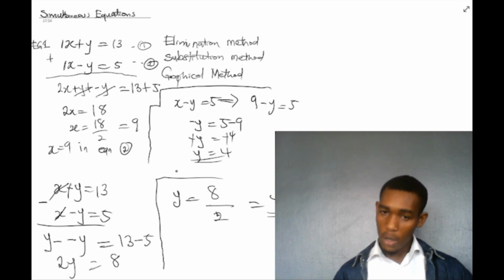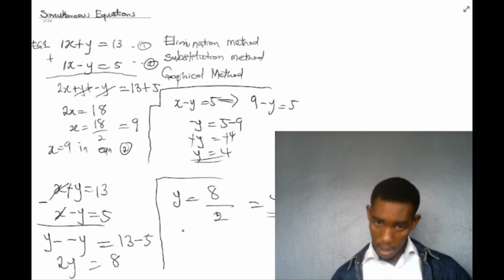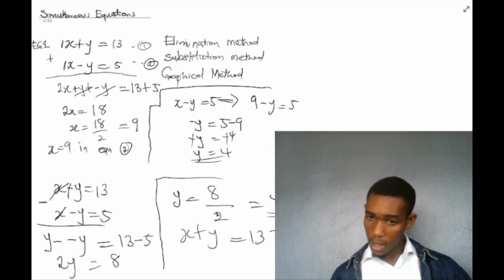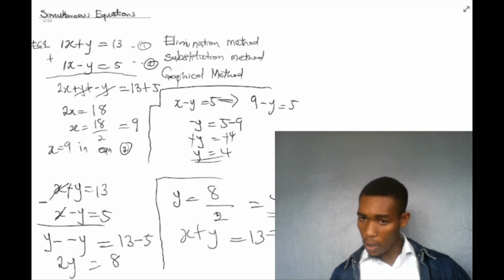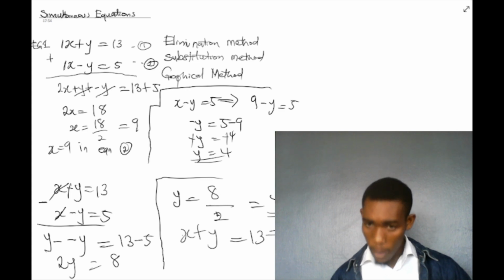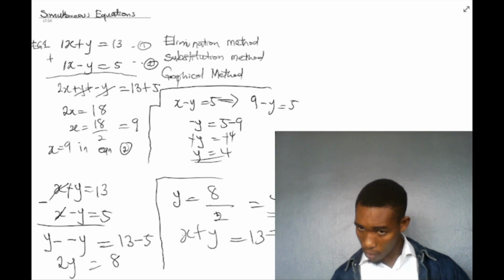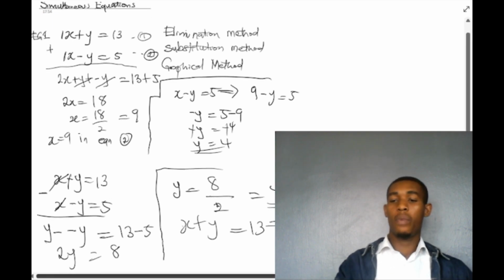So we now substitute just like we did earlier. Let's substitute this time in equation 1. We'll have x plus y equal to 13, so that implies we have x plus 4 equal to 13. So x will be equal to 13 minus 4, so x is equal to 9. That's it. Very easy.